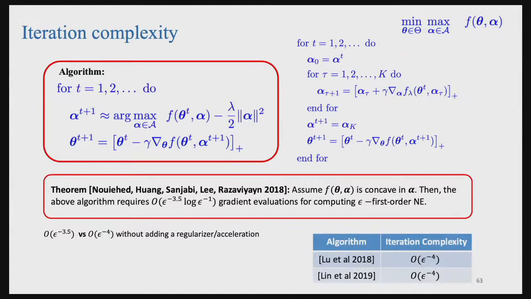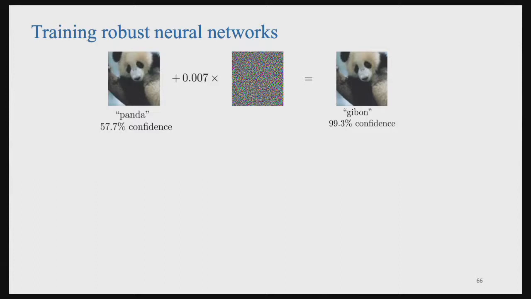Let me ask: are these results useful in practice? I told you all of this assuming we have concavity with respect to the inside parameter, but we do not have that in many applications. So let's try to see if we can apply some of these theories to applications. Let's start with the example of training robust neural networks.